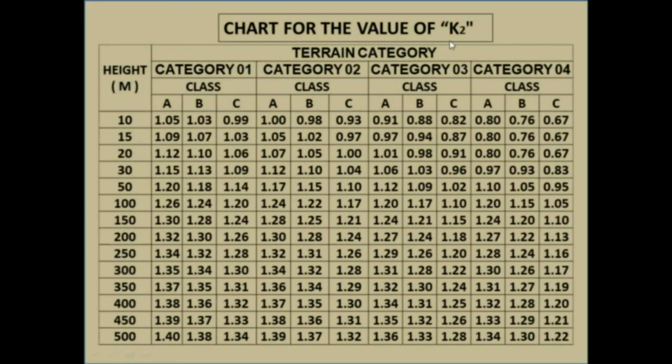This is the chart for the K2 value. The value of K2 depends on height and terrain category, and terrain category is further classified into 4 categories: 1, 2, 3, 4. Each terrain category is further divided into three classes A, B and C.